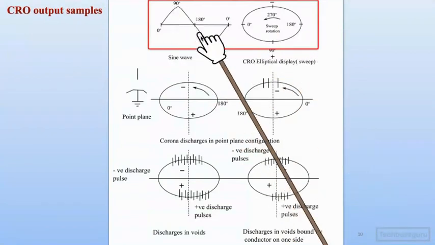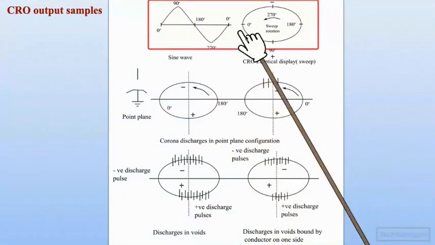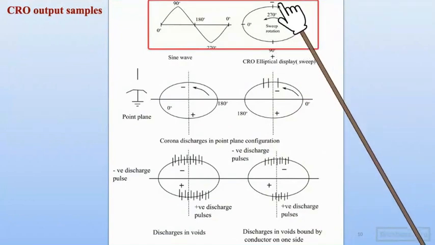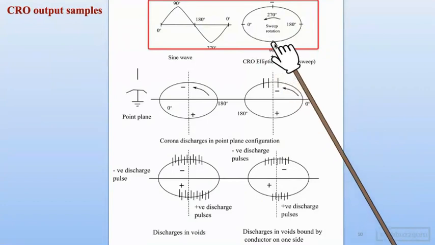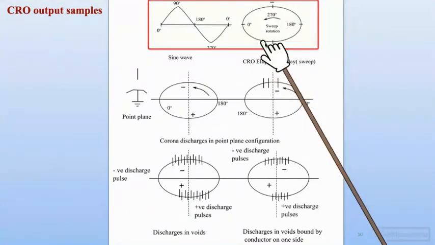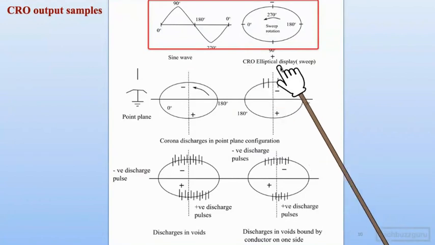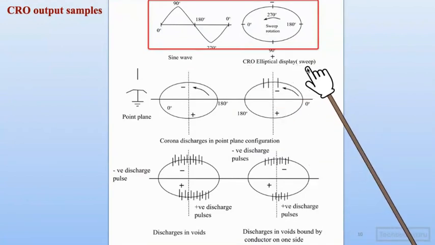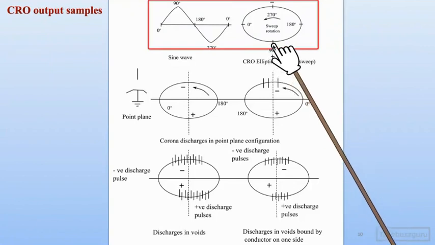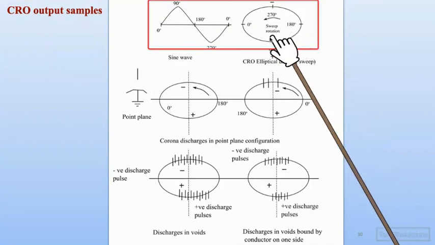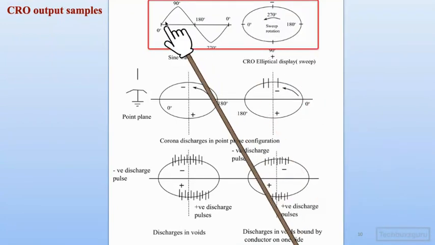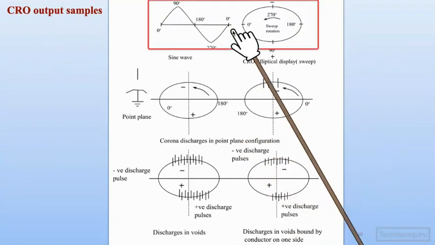If it is a pure sine wave with no pulses applied, then the bandpass filter will enable generation of such a sweep type of pattern, an elliptical pattern, on the CRO. So you can see the CRO elliptical display is a kind of sweep. The frequency of the sweep is the same as the supply frequency, that is 50 hertz, right? So you check this one, the elliptical pattern for a simple sine wave.